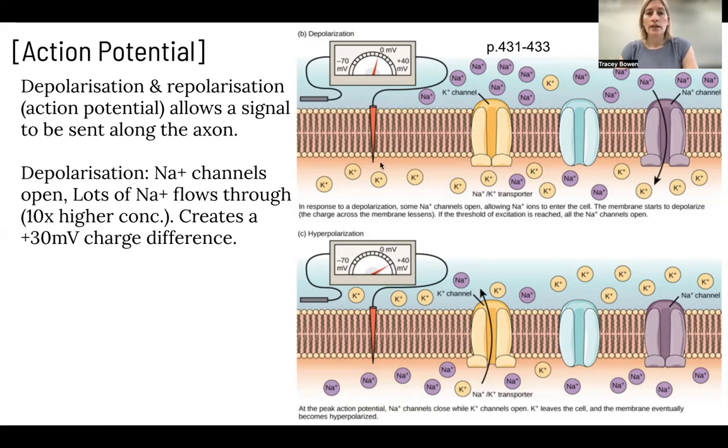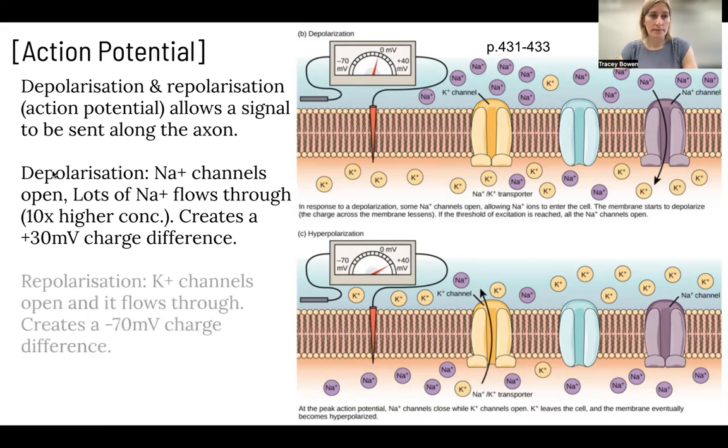And so then the neuron starts to open its sodium channels, and sodium is going to start flowing into this neuron. And that's going to make it about 10 times more concentrated in sodium on the inside, and it's going to change the charge. So it's going to suddenly become positive 30 millivolts, meaning there's more positive charge on the inside than on the outside.